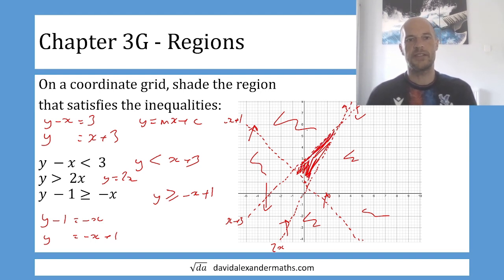Now, when we're doing the lines, if it doesn't include, if it's less than or greater than, then we do a dotted line. But if it also includes it, so greater than or equal to, then we will do a thick line. So this is the line of negative x plus 1. So if I'm drawing this properly, then this should be a thick line because it also includes. Whereas the other ones are strictly greater than or strictly less than. For those, we do a dotted line. So a bit messy, that one.